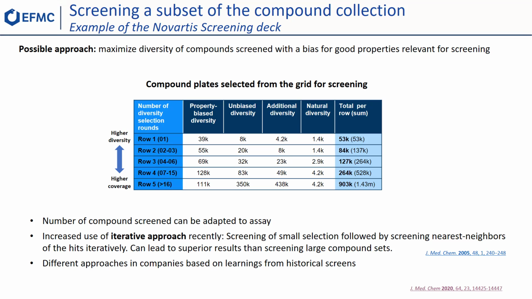Now, in addition to being able to select the compounds you want to screen, this has led to an increased use of the so-called iterative screening approach. The idea there is that you screen a small selection followed by screening nearest neighbors of the hits iteratively. And this has been shown to lead to superior results than screening large compound sets. It's important to mention that this is one example, and companies have taken different approaches based on their own learnings from historical screens.